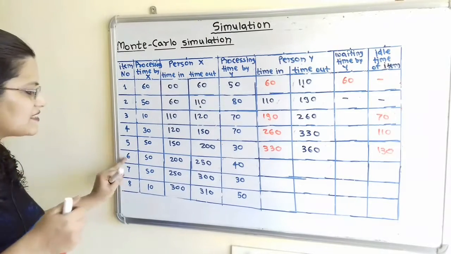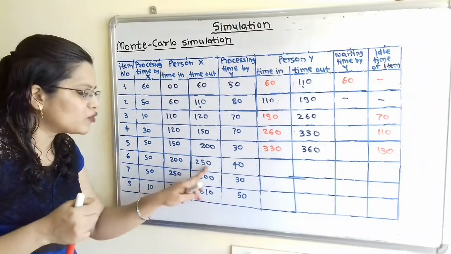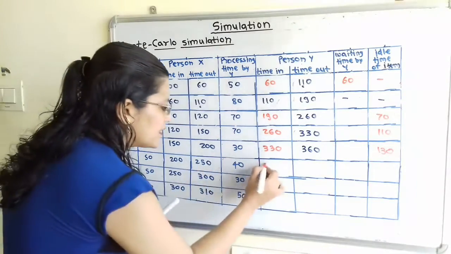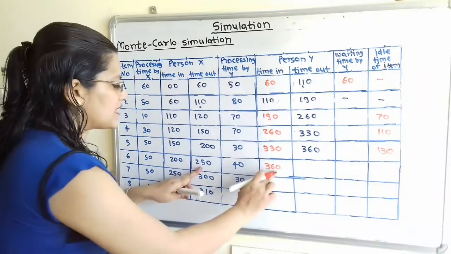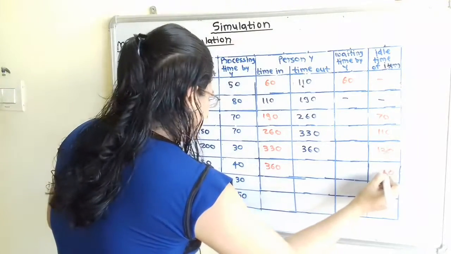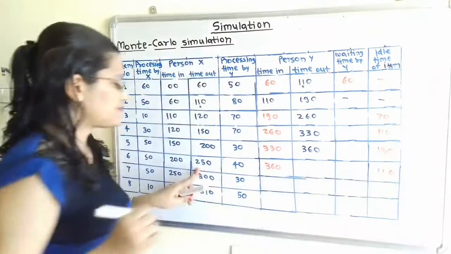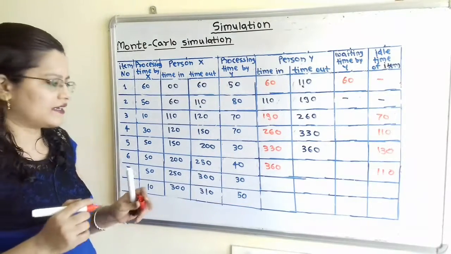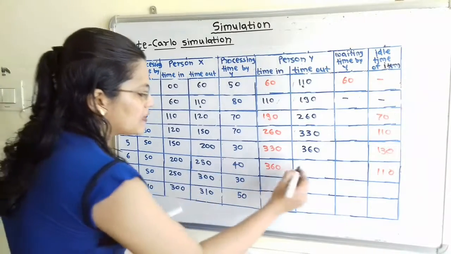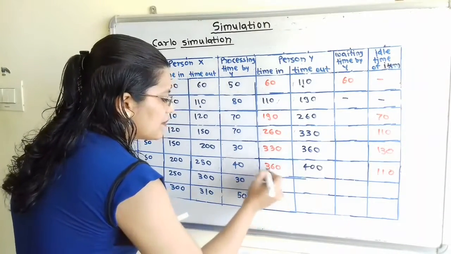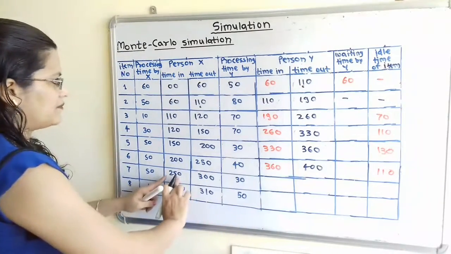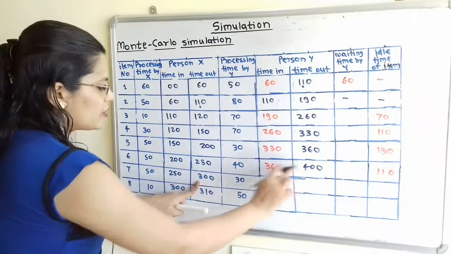Again for the sixth item, this is completed at 250 seconds, but person Y is free at 360 seconds. So again the time in is 360 seconds, and what is the idle time? 360 minus 250, that is 110 seconds. Now what is the time out? Processing is completed after 40 seconds, so 360 plus 40 is 400. Then for the next item, 400 and 300.